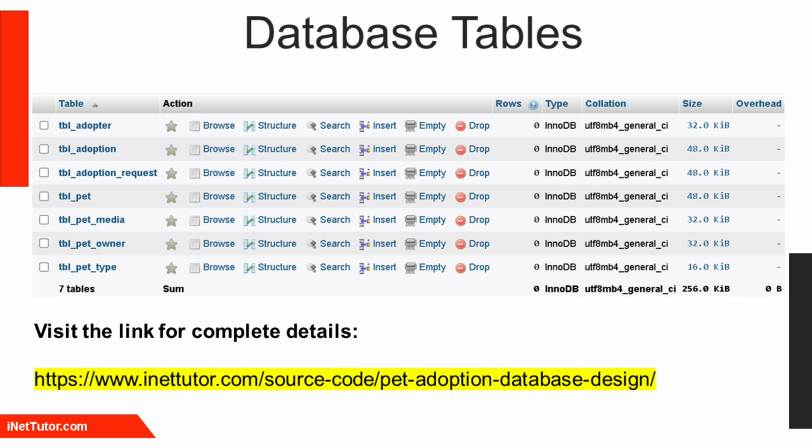Other important tables manage media files, pet owners, adopters, and adoption requests, ensuring all information is stored efficiently. This comprehensive database structure helps maintain a smooth workflow for pet owners, adopters, and administrators. For more detailed information, refer to the link in the slide.